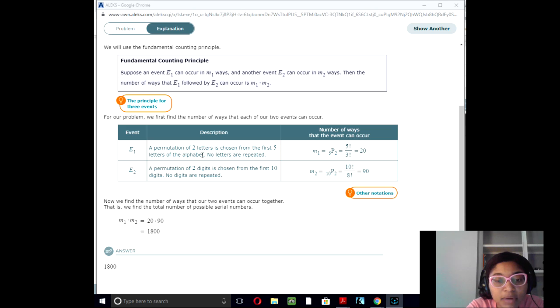So then you would multiply 90 and 20 together to find all the possible serial number options that you will have, and that will leave you with 1800.